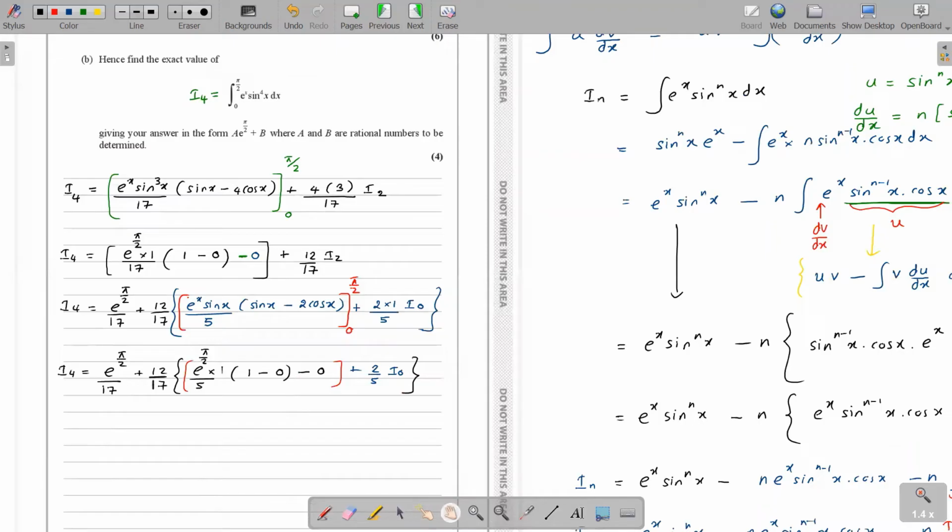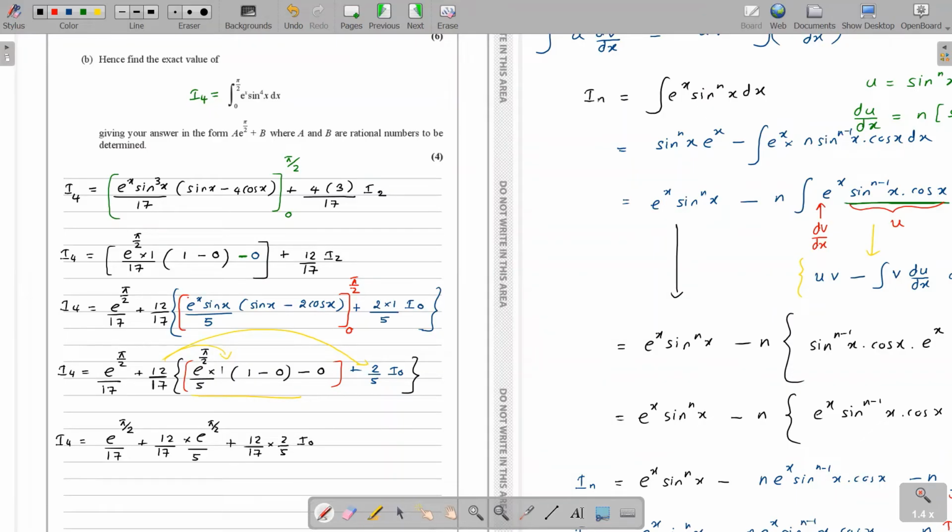So I get here I4 equals e to the power pi over 2 divided by 17. I'll open the bracket, 12 over 17 into e to the power pi over 2 divided by 5. Okay, this is entirely one term. And then 12 over 17 into this and 12 over 17 into this, right? 12 over 17 into 2 over 5 I naught.